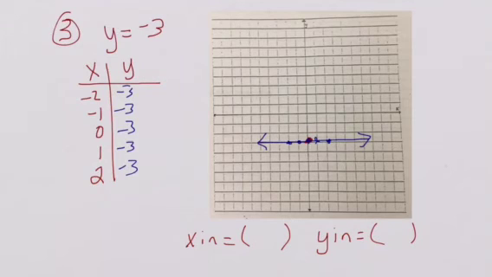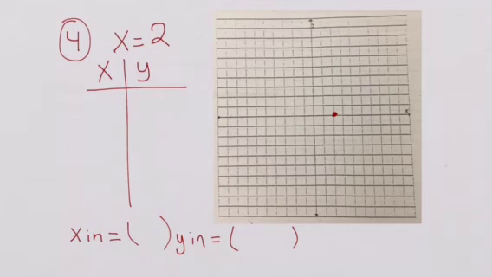Now, we do have a 0 because we have 0, negative 3 on the y-axis. So that is our y-intercept. So the y-intercept, we have 0, negative 3. But because this is a 0 slope, it's not going to cross the x-axis. It's going to be parallel to it. So there is none. There is no x-intercept.